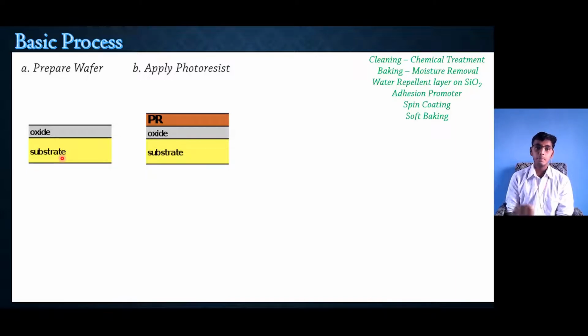Before applying the photoresist, we need to apply a water repellent layer on the SiO2 layer, after which we apply the adhesion promoter. We apply this water repellent so that the photoresist layer adheres firmly to the oxide layer. And the process of applying this photoresist is called spin coating.